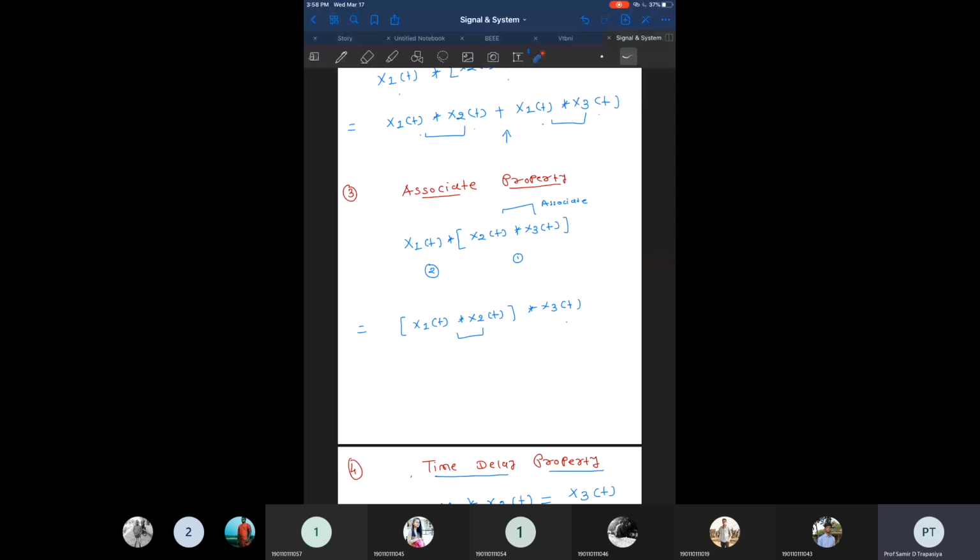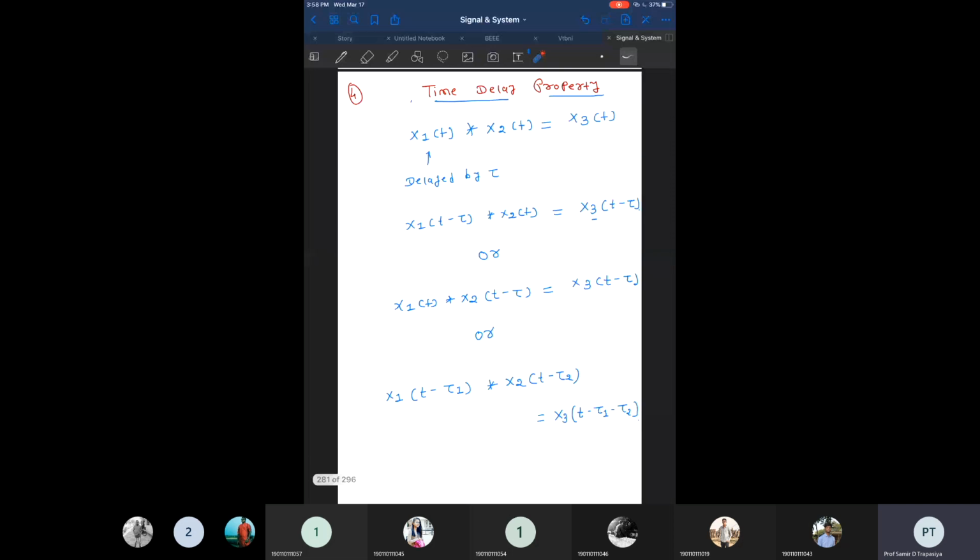Only the first signal is delayed by some amount tau. So if we have this, we are assuming x1 of t convolved with x2 of t is x3 of t, and then x1 of t is delayed by some amount tau. Then the output x3 of t is also delayed by the equal amount tau, right?